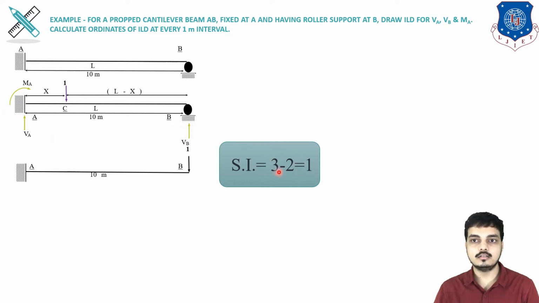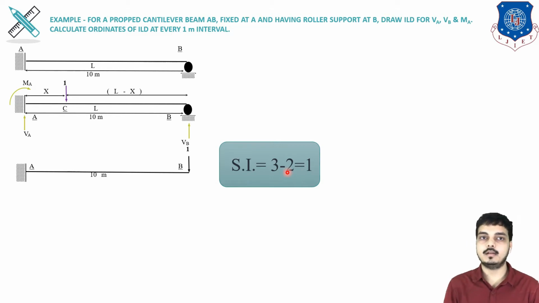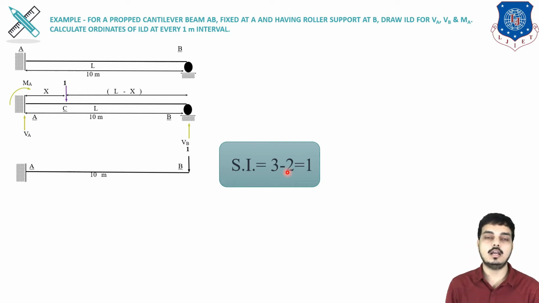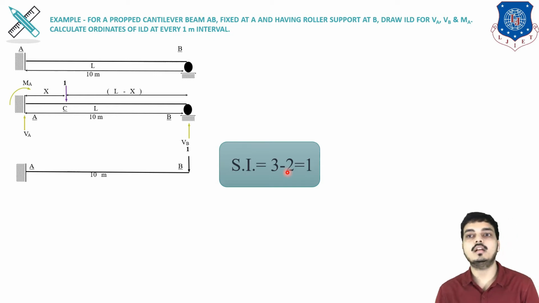So it becomes 3 minus 2. The value is 2 only, if we neglect the horizontal condition. As per the rule, for SI, R minus small r. Capital R is reaction, minus small r is equilibrium condition. We know that small r is 3, but if we neglect the horizontal condition, it will be 2. So ultimately 3 minus 2 is 1. So we have removed this support and placed this unit load over here. This is the basic step we have to do for the sum.